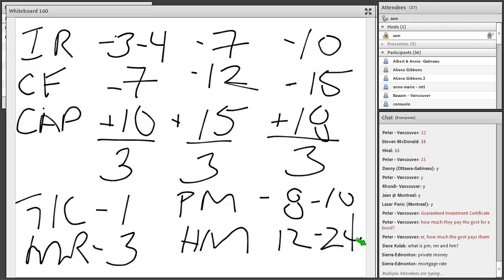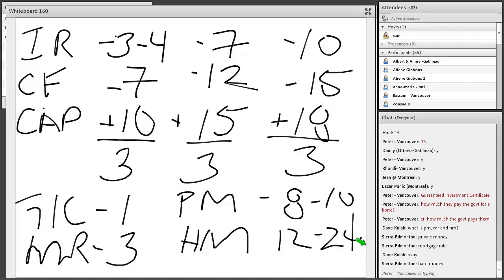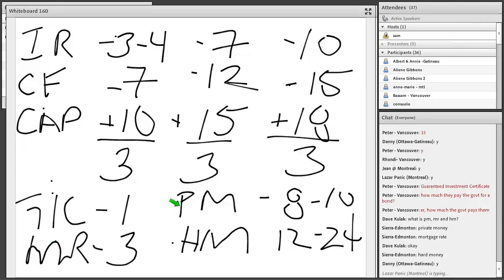Oh, private money and hard money. So GIC, and then mortgage rate, private money, and hard money. My apologies, I might have gone a little fast there. So GIC, mortgage rate, private money, hard money.